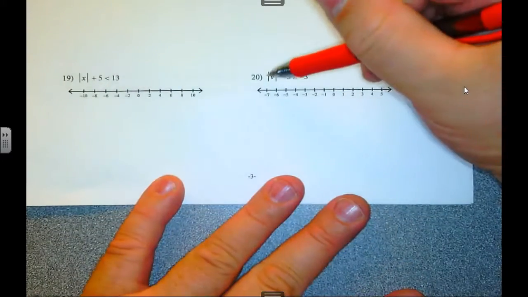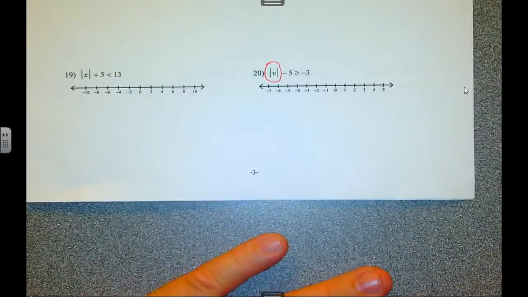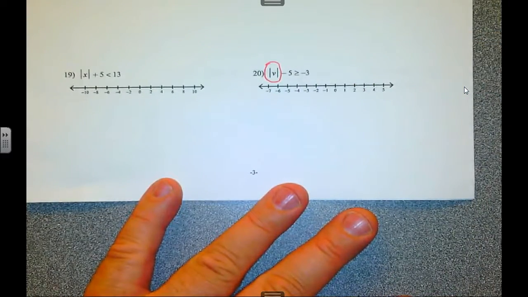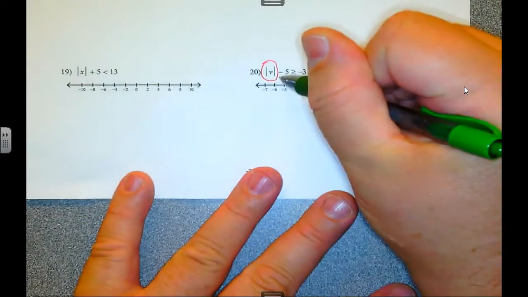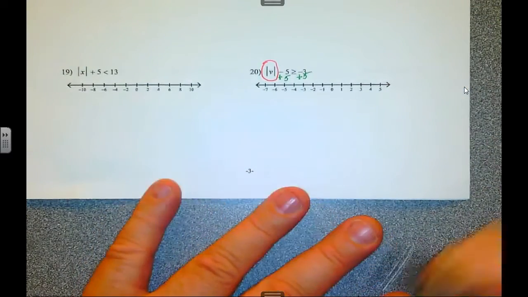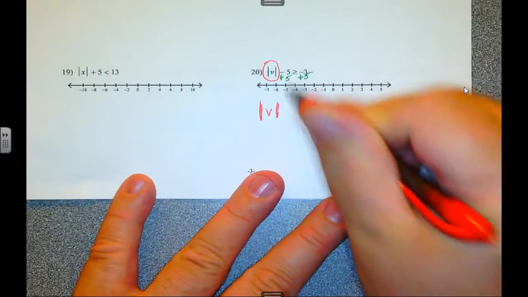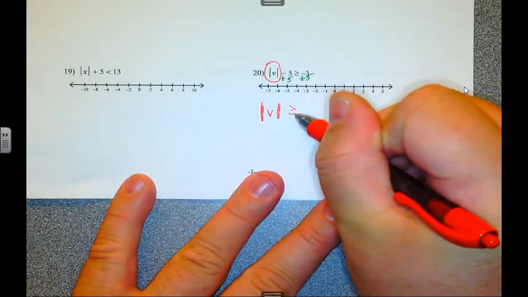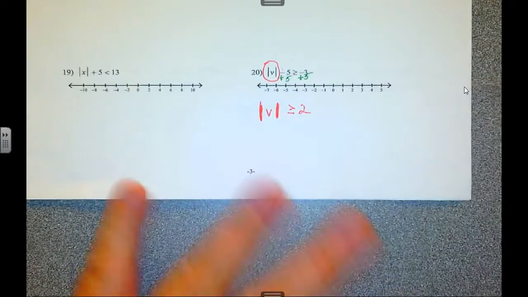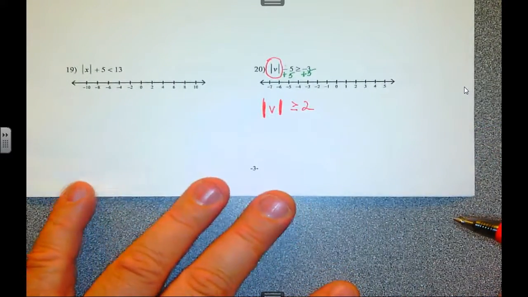The problem is I can't do my two cases unless I isolate the absolute value first. So in order to get rid of a -5, the first thing I have to do is add 5 to both sides even before I split it up. Okay? So I get the absolute value of b, my 5's cancel to 0, is greater than or equal to -3 plus 5 is +2. Now that this is isolated, I can do my two cases.